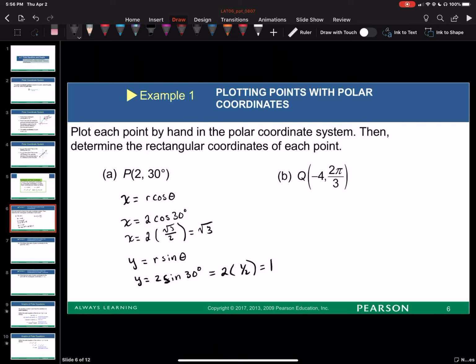So if we were to write this, we got P of what? So point P would be (the square root of 3, 1). That's in rectangular coordinates.